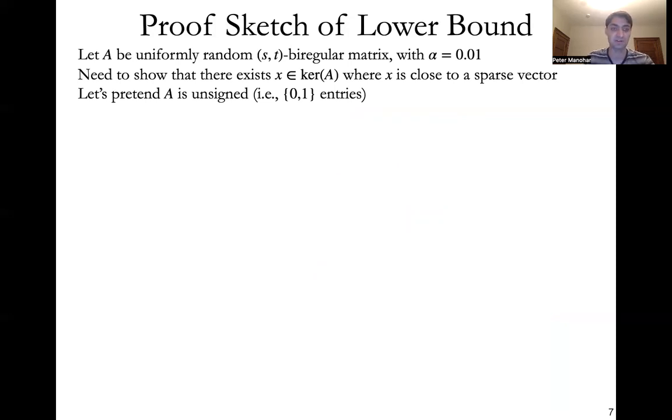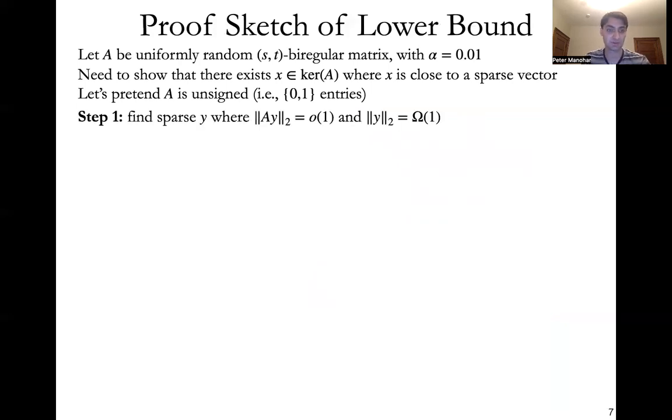So let's pretend for now that the matrix A is unsigned. Our first step in the proof is to find a sparse vector y such that when we look at A times y and take the L2 norm, it's a very small L2 norm, but y itself has a large L2 norm, like a constant. The intuition is that such a vector should feel close to being in the kernel of A, because if y was exactly in the kernel, for example, Ay would be 0. So when Ay is small, it should intuitively feel like y is close to being in the kernel.